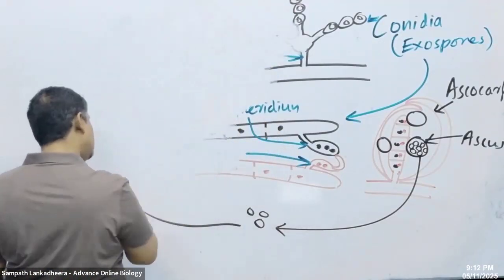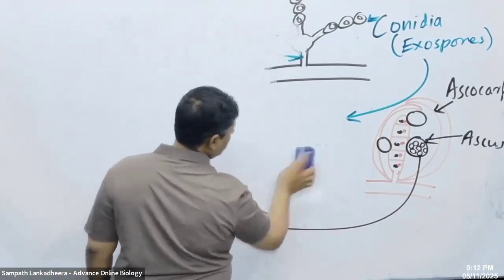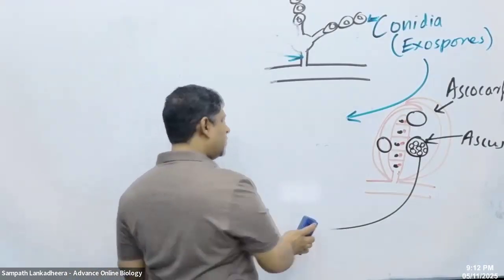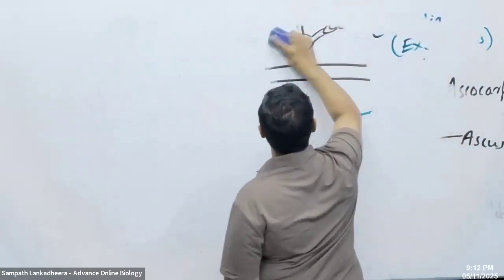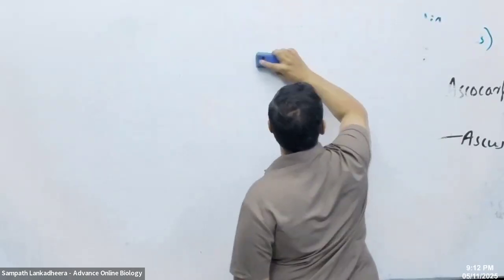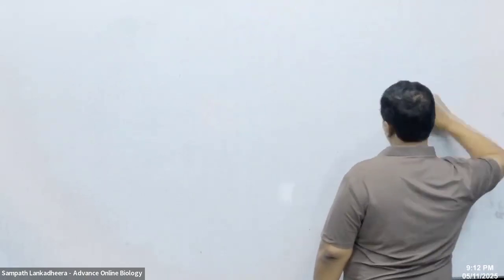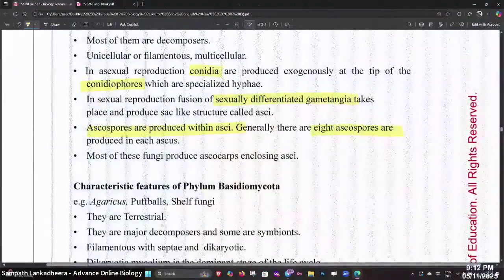People, asexual reproduction is not a common event in most of the Basidiomycota. In the example that we discussed, the Agaricus, asexual reproduction is not common. Only the sexual reproduction process happens, and that's also a bit unusual type of sexual reproduction. Let's look into these details a little bit, people.